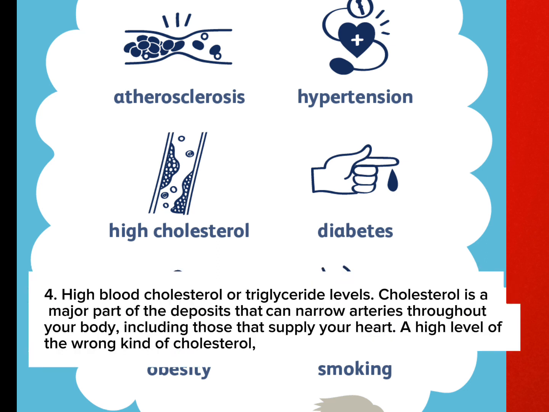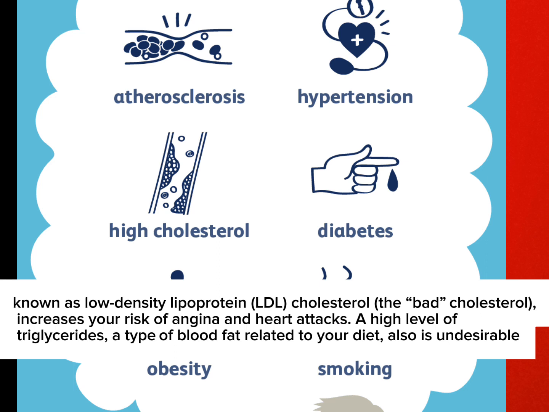4. High blood cholesterol or triglyceride levels. Cholesterol is a major part of the deposit that can narrow arteries throughout your body, including those that supply your heart. A high level of the wrong kinds of cholesterol, known as low-density lipoproteins (LDL), the bad cholesterol, increases your risk of angina and heart attacks. A high level of triglycerides, a type of blood fat related to your diet, also is undesirable.